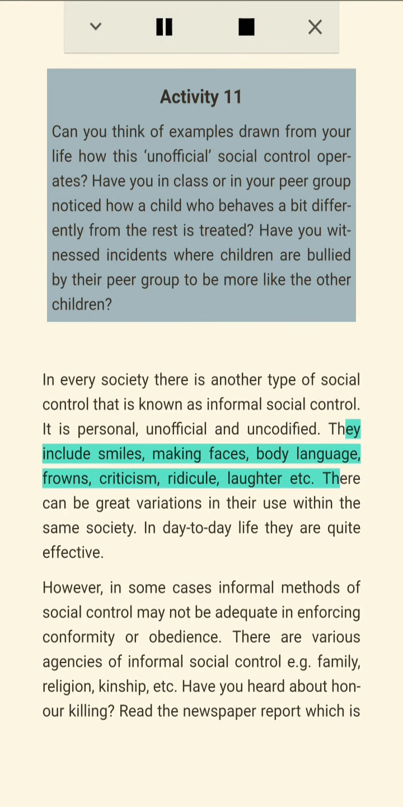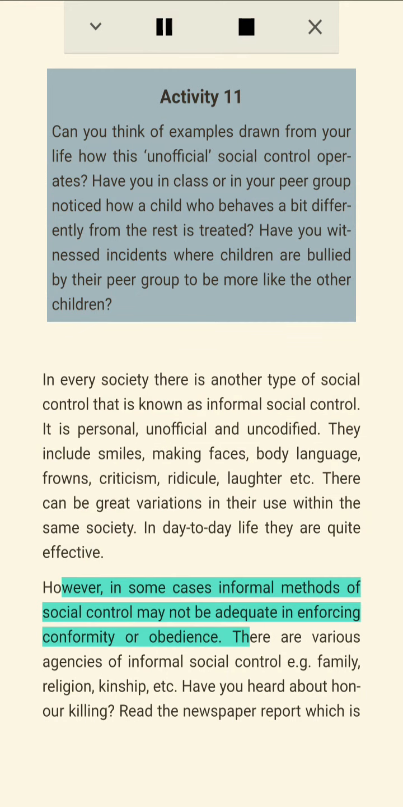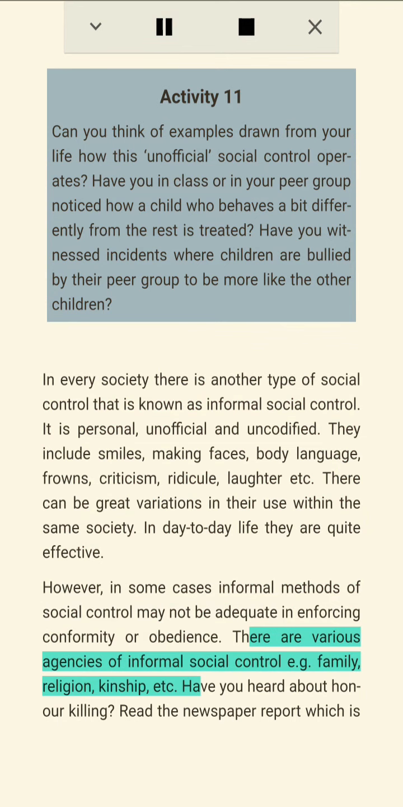They include smiles, making faces, body language, frowns, criticism, ridicule, laughter, etc. There can be great variations in their use within the same society. In day-to-day life they are quite effective. However, in some cases informal methods of social control may not be adequate in enforcing conformity or obedience.